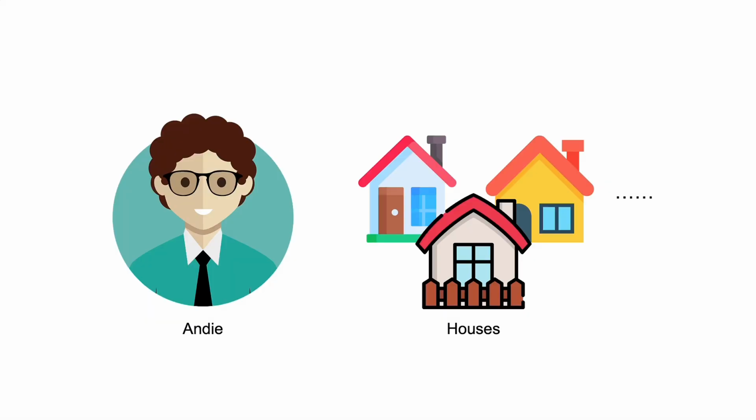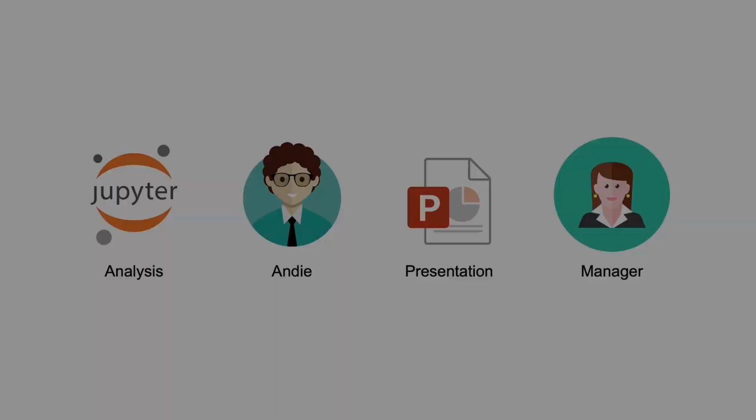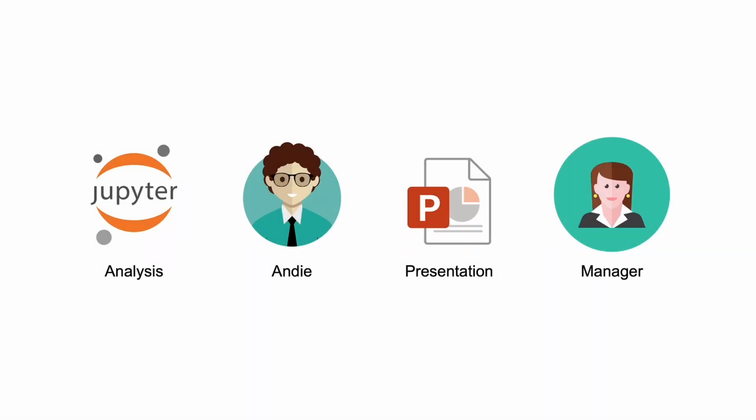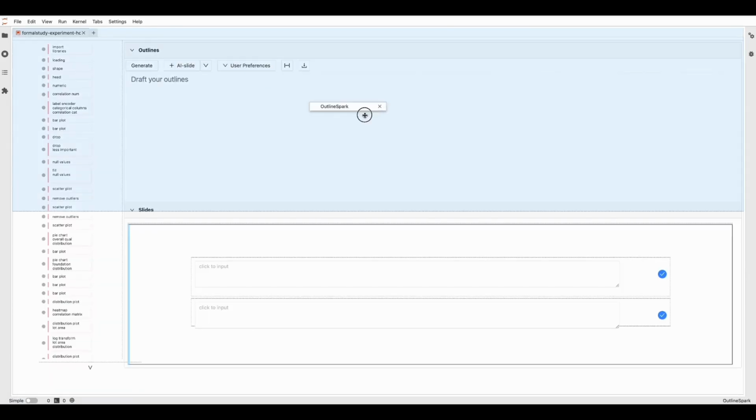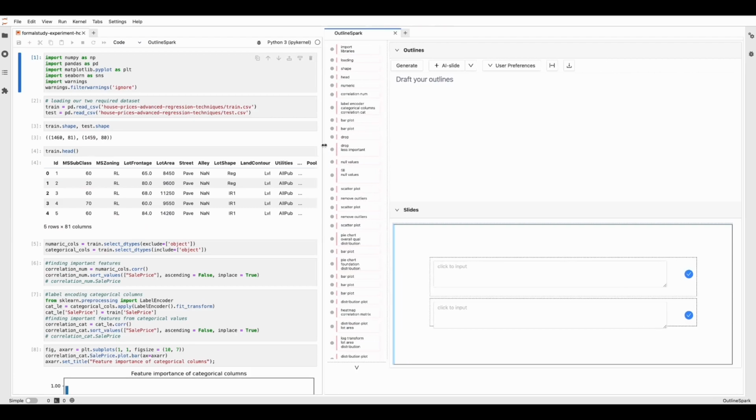Suppose Andy is a data analyst working at a real estate company. His manager tasks him with analyzing a house dataset in order to predict house prices. After completing the analysis using Jupyter Notebook, he wants to create slides to report the analysis results to the manager. Andy opens the notebook in JupyterLab and activates OutlineSpark. Then, he puts the 2 windows side by side.